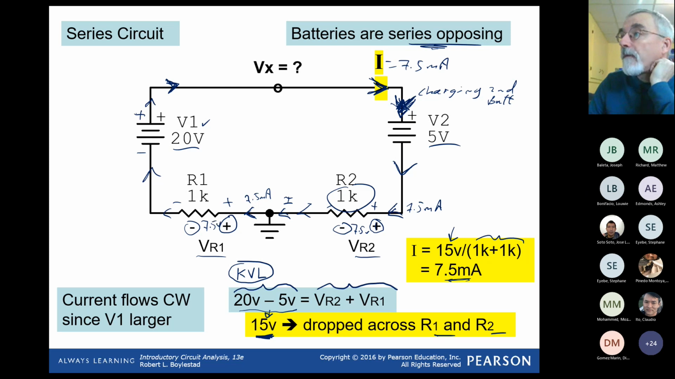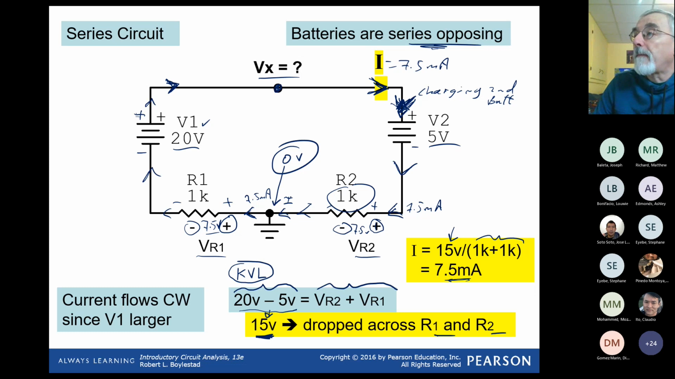We now have all the volt drops in the circuit. We have a 20 volt drop across V1, a 5 volt drop across V2, 7.5 volts dropped across R2, and 7.5 volts dropped across R1. We know all the voltages, all the volt drops. So we could start at 0 and work our way up towards what we're looking for, Vx. We can go clockwise or counterclockwise, with the current or against the current. It doesn't matter. We should find the same answer.